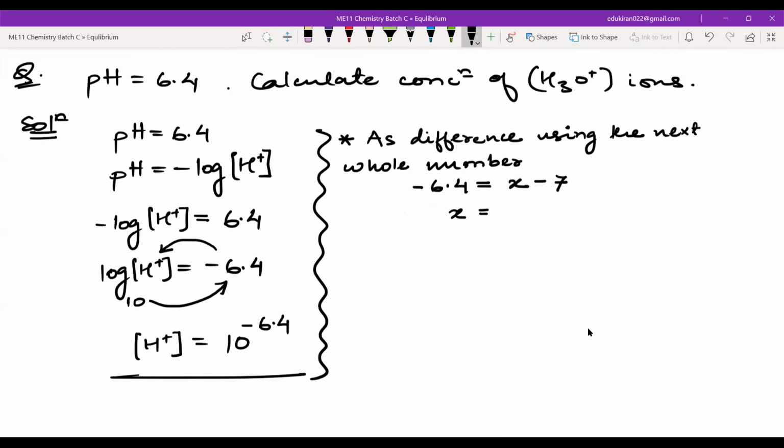x will be equal to 7 minus 6.4, this 7 will go there. Yes or no? 0.6. That means I can write that 10 to the power of minus 6.4 is equal to 10 to the power of 0.6 minus 7. Yes or no, guys?